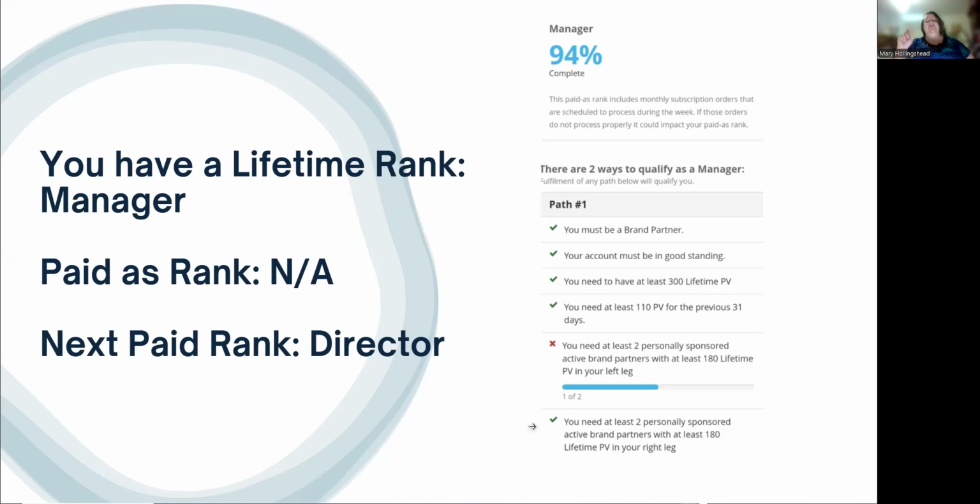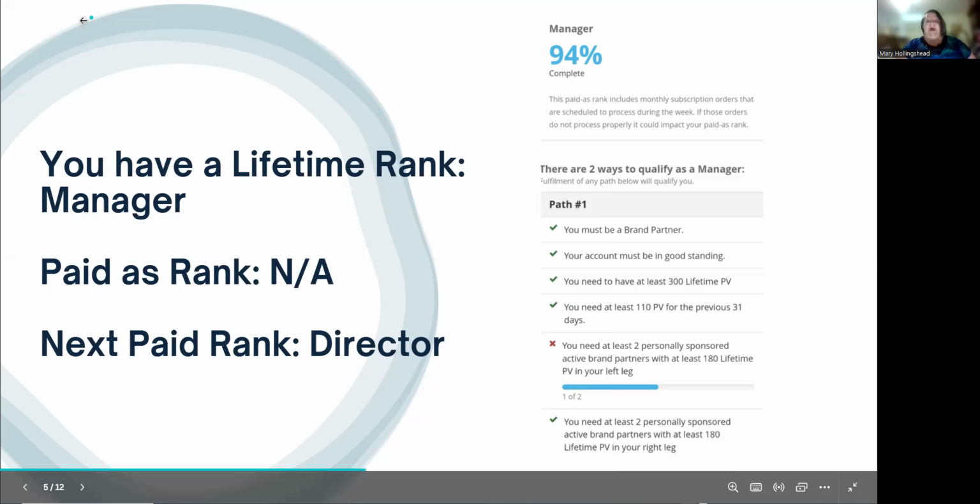So it's very important when we bring people in as a brand partner that we make sure they understand their commitment and that they need to do a monthly subscription. If not, it can affect your paycheck and it also affects their paycheck. So you want to make sure that you're explaining to your team what they need to do to get themselves back as a manager.